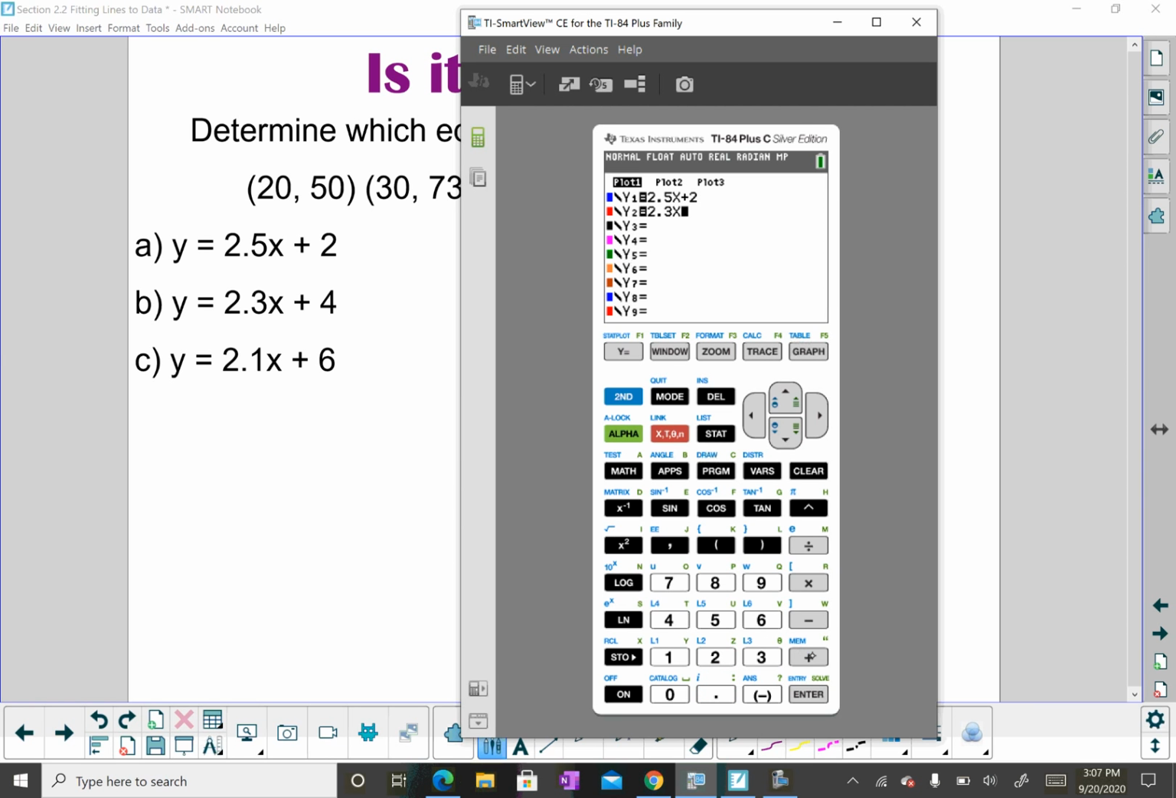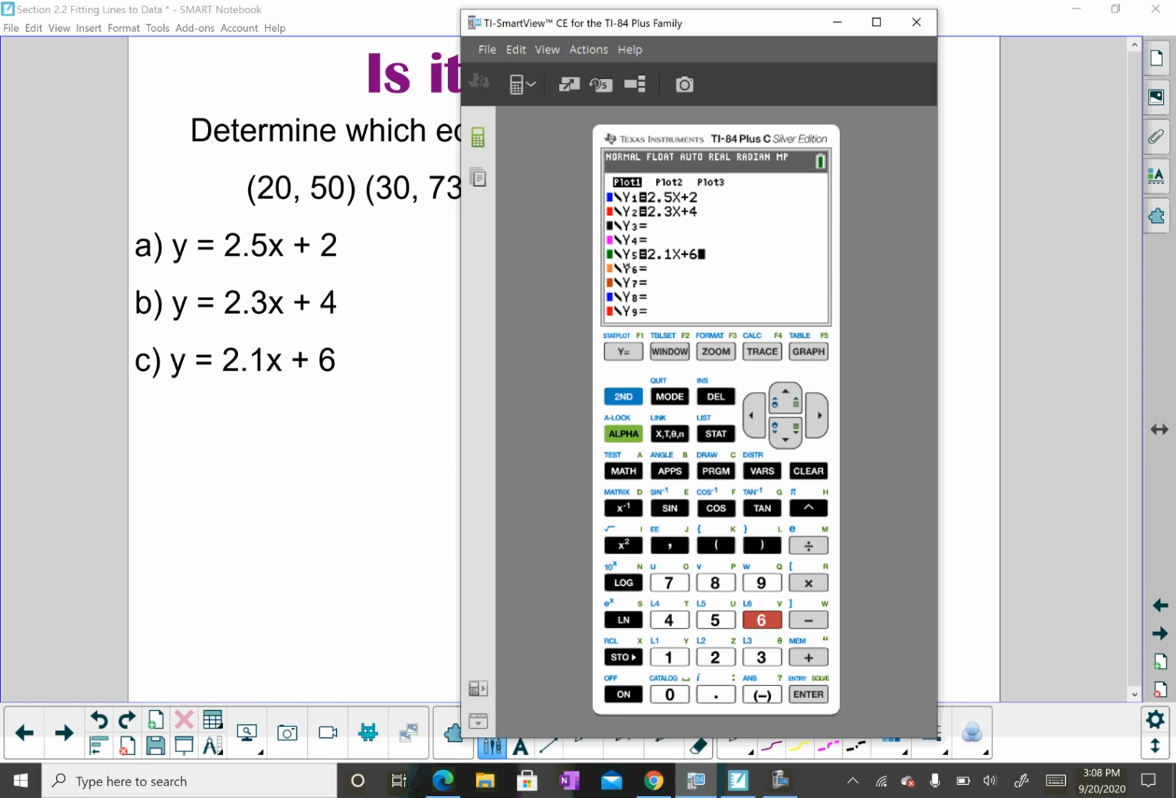It's nice in the color calculator because I'll know which one's which. I'm going to skip that one because it doesn't have a color. Let's maybe go down to the green one. That way I have blue, red, and green. 2.1x plus 6. There we go. So I've got my first equation, it's going to graph in blue. My second equation, it's going to graph in red. And my third equation, it's going to graph in green.